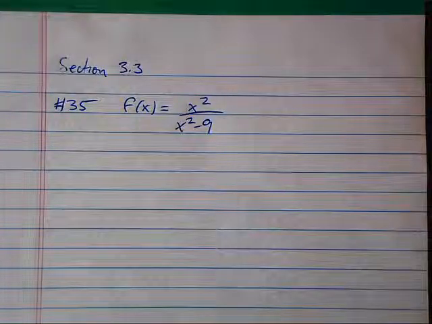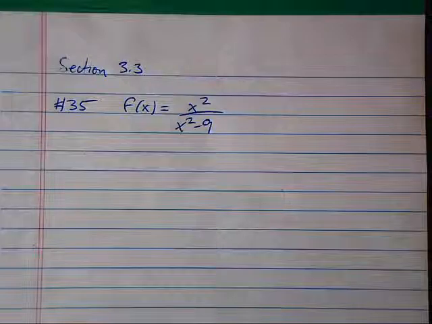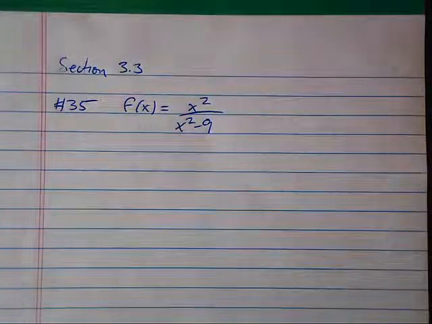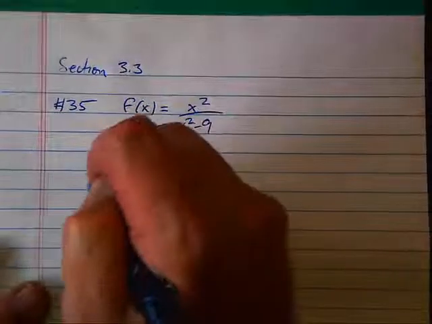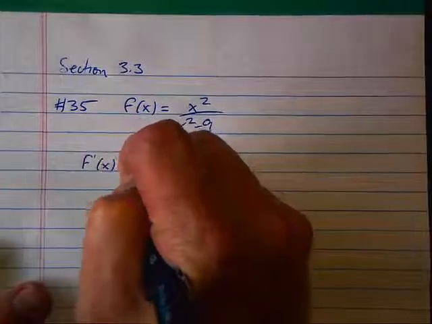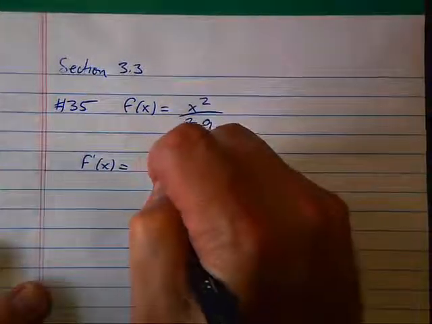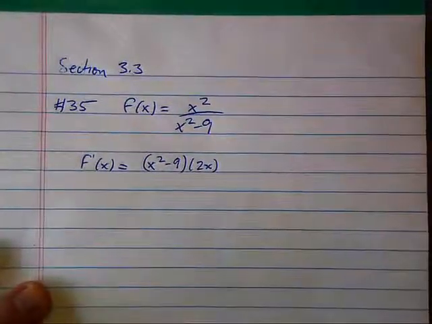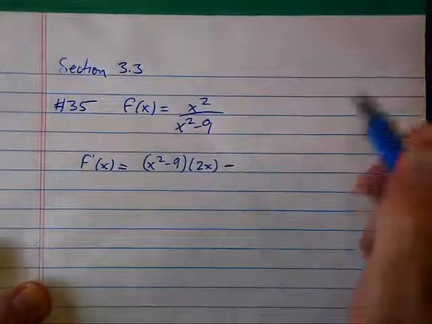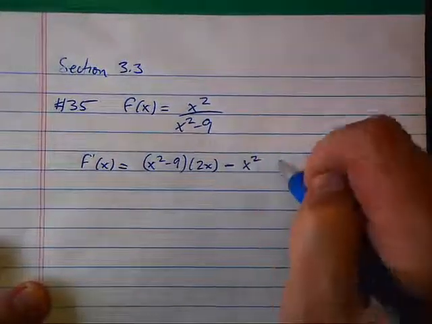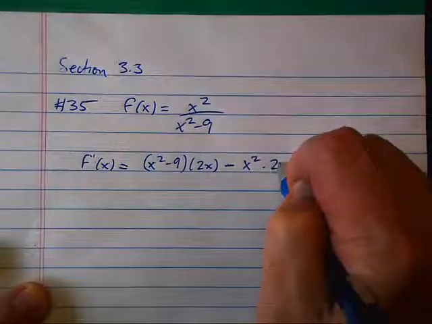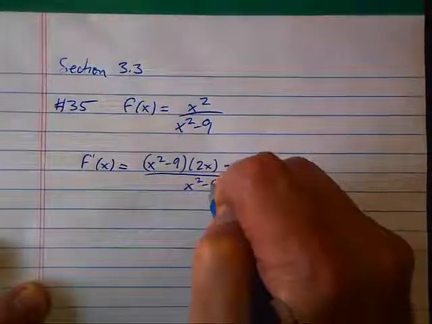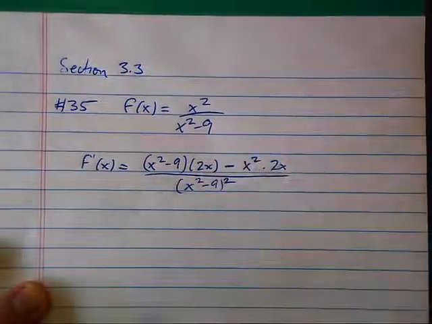What do we need to do? Correct answer is almost always find the derivative. F prime of x is bottom, x squared minus 9, times the derivative of the top, 2x, minus the top, x squared, times the derivative of the bottom, which is 2x, all over bottom squared.